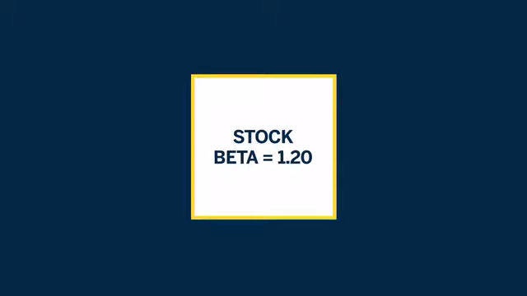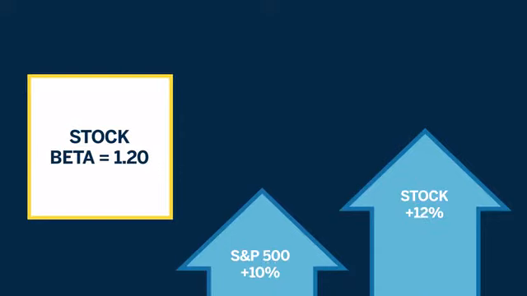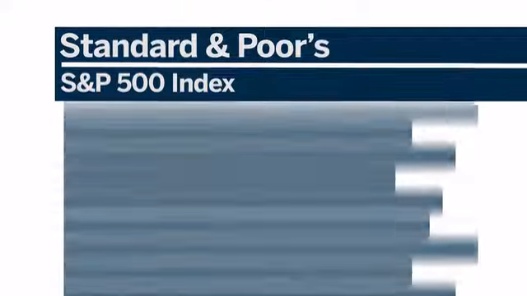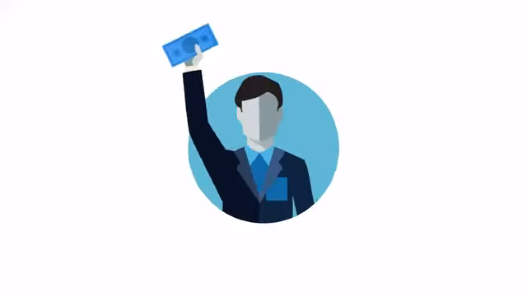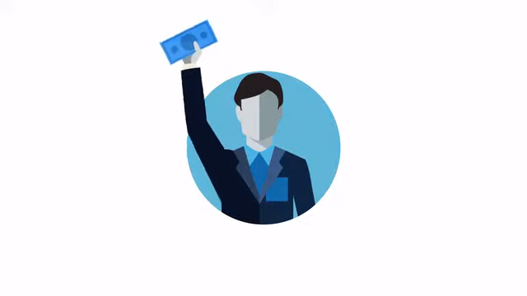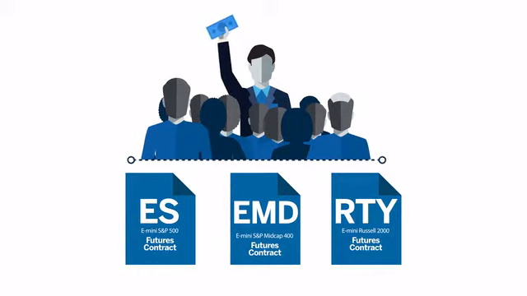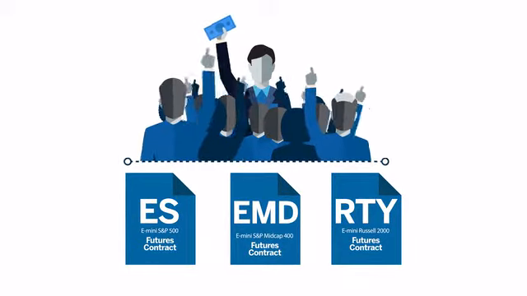If a stock has a beta of 1.20, it is 20% more volatile than the S&P 500. If the S&P 500 was up 10%, a stock with a beta of 1.20 would be expected to rise by 12%. An S&P 500 index fund, which owns each of the 500 members of the index, has a beta of exactly 1.00. If an investor was buying beta, it would refer to investing in the market, usually through derivatives such as S&P 500 futures. Futures are a cheap and efficient way to obtain beta exposure.